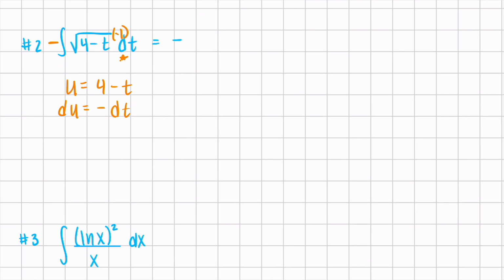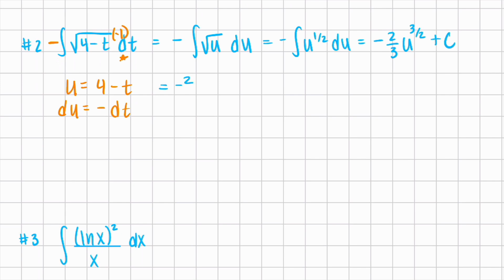From there, we can write everything in terms of u. I have the square root of u du. I'm going to rewrite it one more time, u to the 1/2 du. Let's integrate. 1/2 plus 1 is 3/2. Flip that, and we get 2/3 plus c. Rewrite everything to be in terms of t. And that gives us our answer.